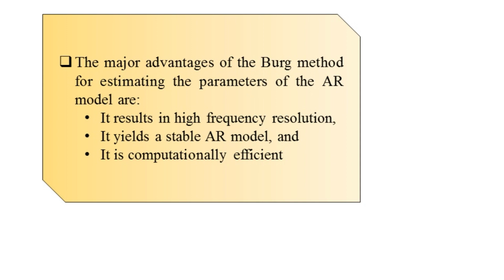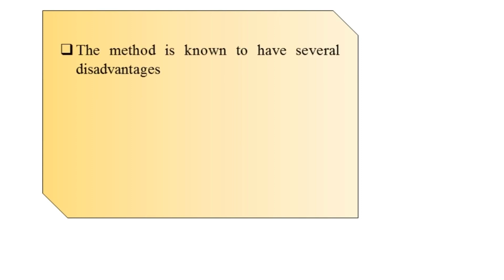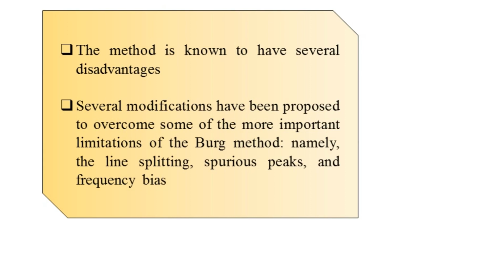This methodology put forward by Burg, under the title least square method and linear prediction that we are addressing, is known to have several disadvantages also, but most of the time we have to be concerned with what advantages it has offered, and to look at the same we have to select it for the concerned application here. Now several modifications have also been proposed to overcome a few of the limitations. The important limitations were basically the line splitting, the spurious peaks, and the frequency biases here.